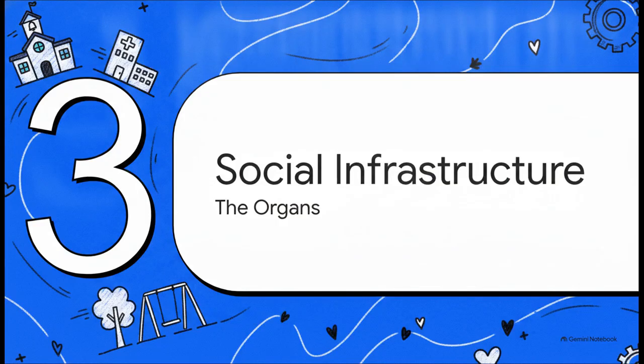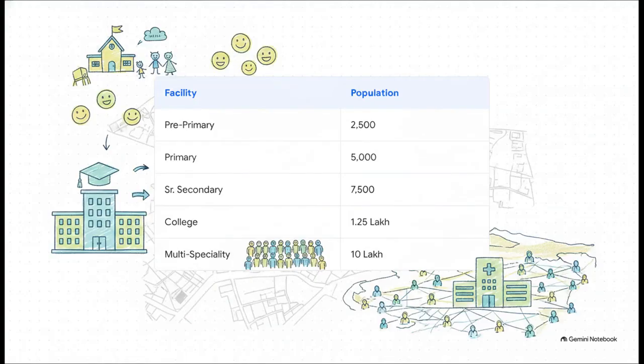Section 3. Planning social infrastructure, or as we're calling them, the organs of the city. Okay, so now that our circulatory system is flowing with clean water, we need to build the vital organs, the schools, the hospitals. You might think planners just sort of build these wherever there's an empty plot of land, but urban planning is an exact science.